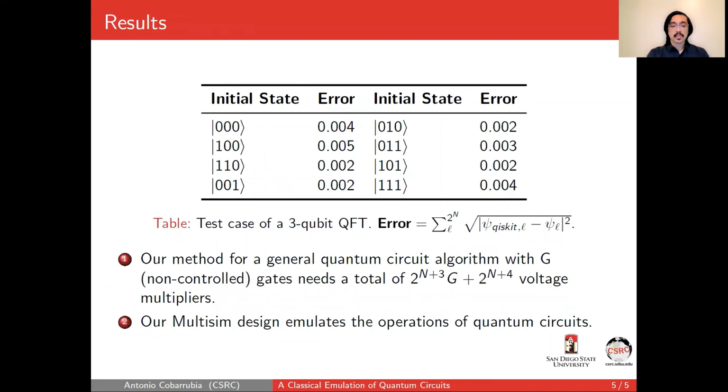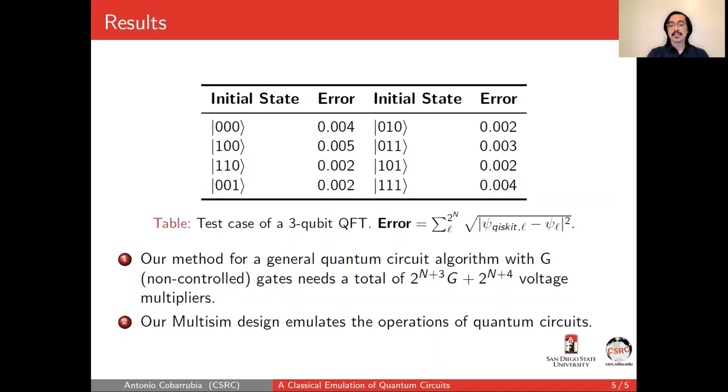We did so for all 8 states of the 3-qubit example. And we find that, compared to the Qiskit simulation, the error goes to the order of magnitude of 10 to the -3, which suggests that our design captures the simple components of the quantum wave function.